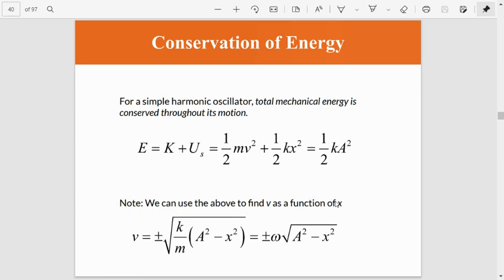And from this formula, you can actually derive a formula to quickly calculate the speed of your oscillator at any particular displacement, which is shown at the bottom of the slide.